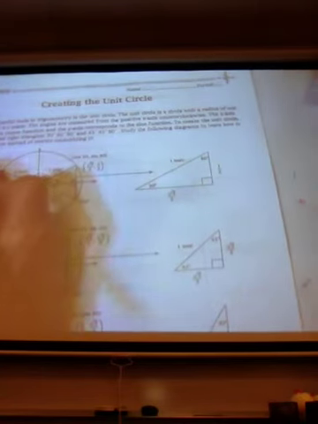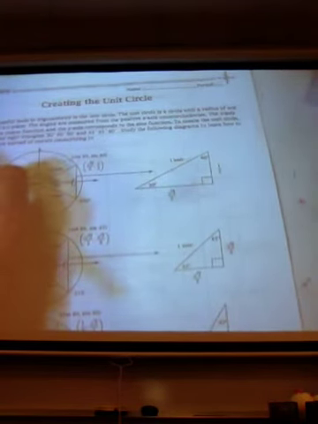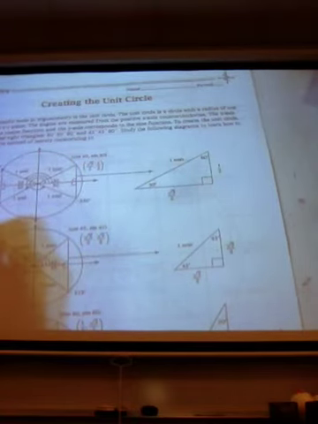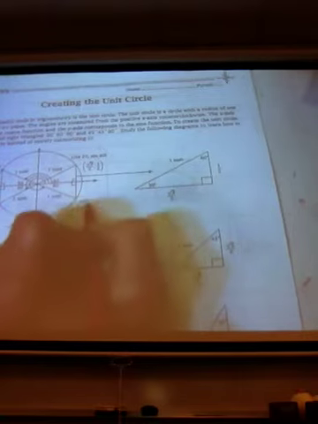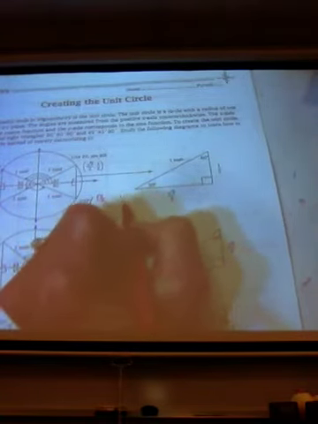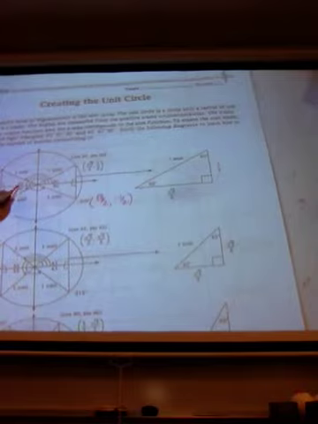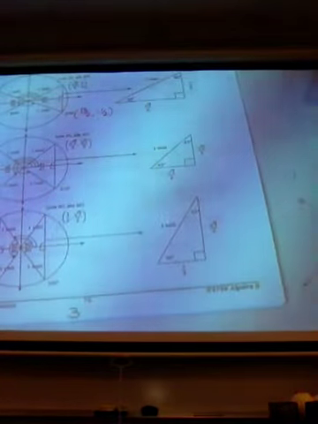Here, this would be negative radical 3 over 2 and 1/2. This one would be negative radical 3 over 2 and negative 1/2. And this would be radical 3 over 2 and negative 1/2 because of the quadrant it's in. This is when your reference angle is 30. Now let's look at the 60, and we'll come back to the middle one.